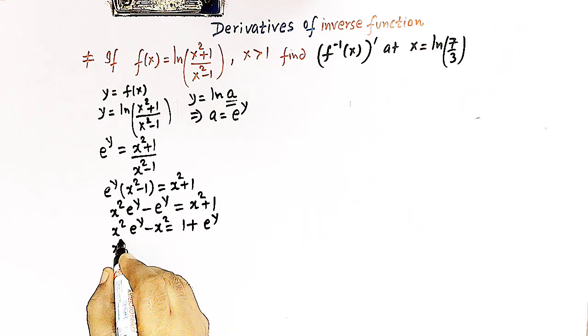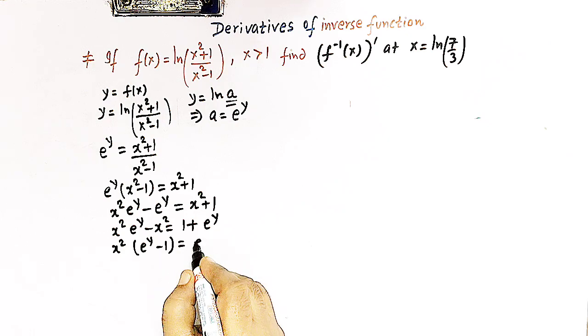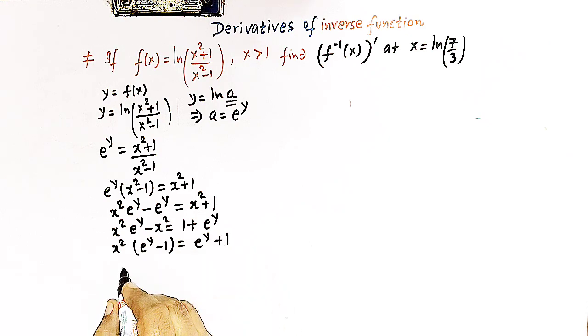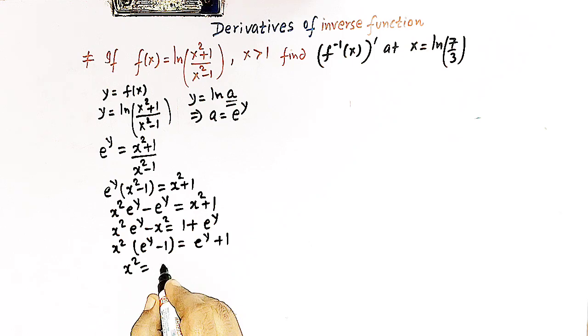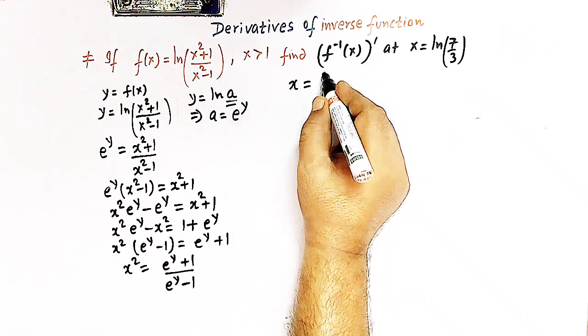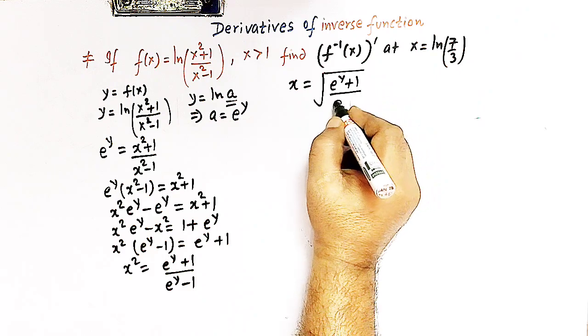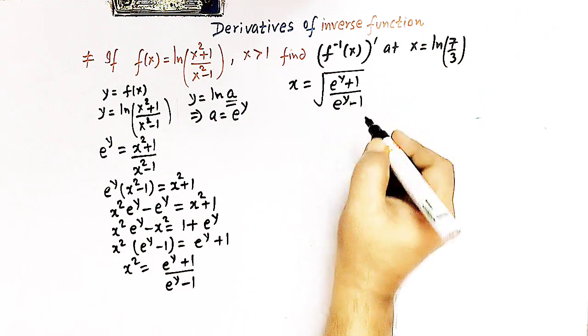Now taking x square common, we have (e raised to y minus 1), and here we have (e raised to y plus 1). So we have x square equals (e raised to y plus 1) over (e raised to y minus 1). So now we can write x is equal to square root of (e raised to y plus 1) over (e raised to y minus 1).